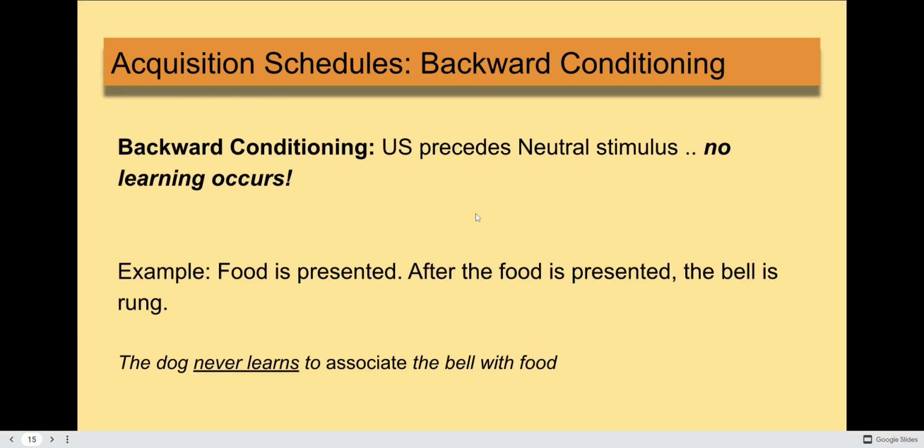Then you have the one that's not effective. No learning occurs. And that's when the unconditioned stimulus, like the food, precedes the neutral stimulus, the bell. So imagine this. You're trying to train your dog to salivate at the sound of a bell, but you bring out the food and then you ring the bell. You bring out the food and you ring the bell. And guess what? The dog never learns to associate that bell with food. I mean, sure, they know when the food comes out, maybe a bell is going to get rung, but the bell alone is not going to now elicit any kind of salivatory response. And so backward conditioning is a no-no thing. No learning occurs.